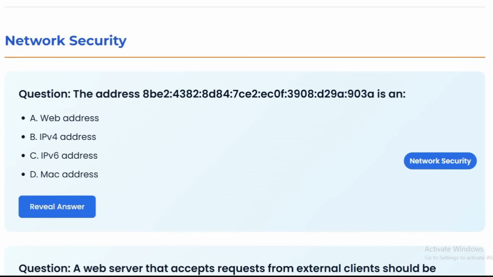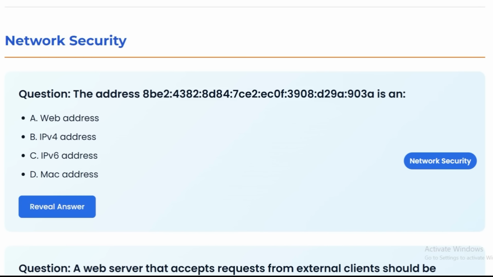This is an IPv6 address. The address consists of 8 groups of 4 hexadecimal digits separated by colons, which is a standard format for IPv6 address. IPv4 addresses use 4 sets of decimal numbers, like 192.168.1.1. MAC addresses use 6 groups of hexadecimal digits separated by colons or hyphens. This format clearly identifies it as an IPv6 address.